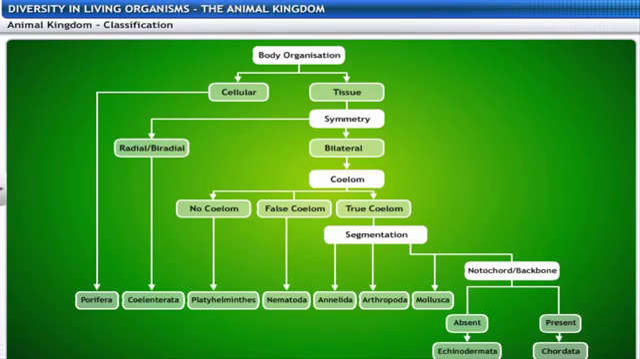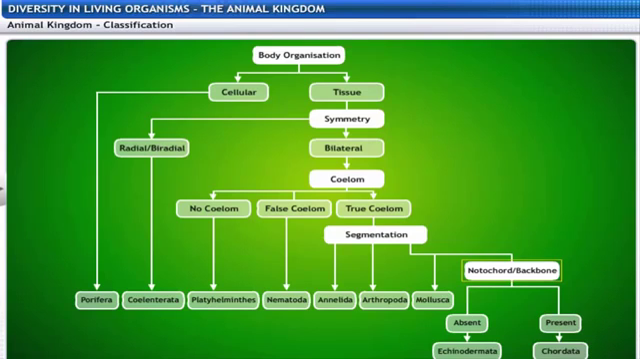All the animals are classified on the basis of level of body organization, that is, the cellular or the tissue level, symmetry, type of body cavity called coelom, presence or absence of segmentation, and the presence or absence of a backbone.